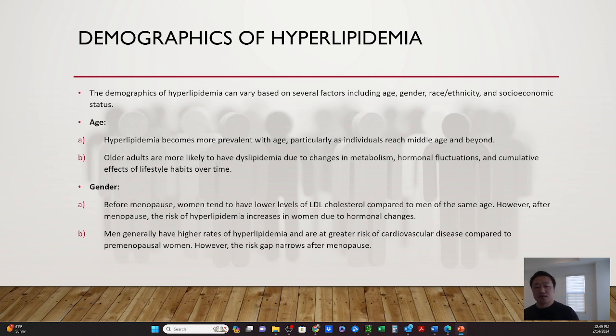And gender. Women tend to have lower LDL cholesterol than men. The risk of hyperlipidemia increases in women due to hormone changes when they reach the menopause period. Men generally have a higher risk of hyperlipidemia, and the gap narrows once women run into menopause.